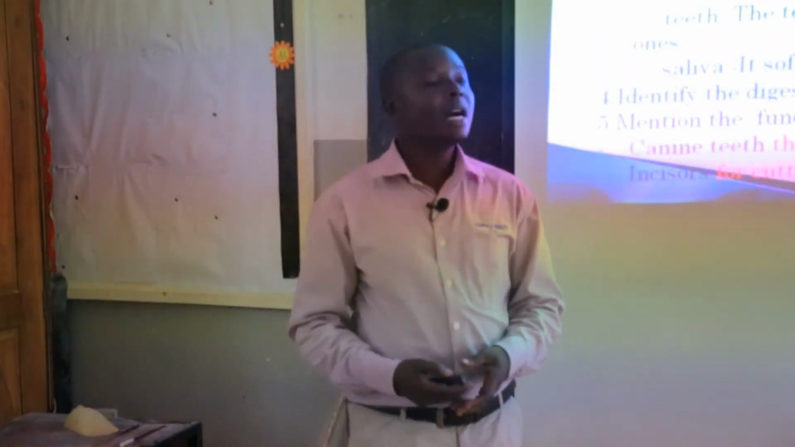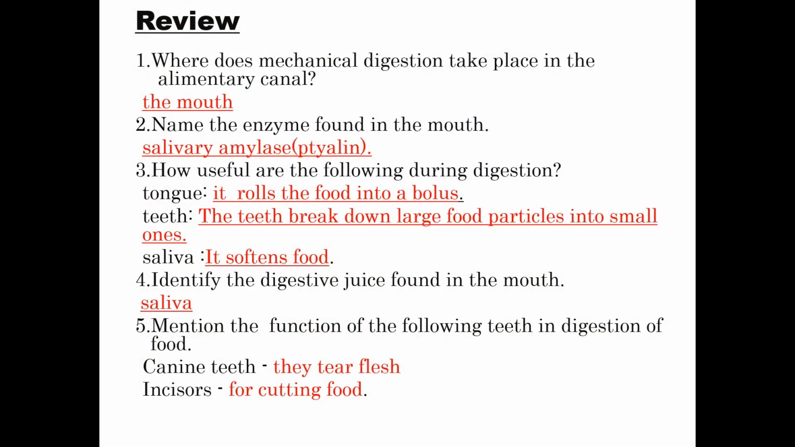Before we look at food in the gullet, we shall go through the work that I left with you. The first question was, where does mechanical digestion take place in the alimentary canal? That is the mouth. Number 2, name the enzyme found in the mouth. Which enzyme is present in the mouth? That is salivary amylase, or we can call it ptyalin. P-T-Y-A-L-I-N.